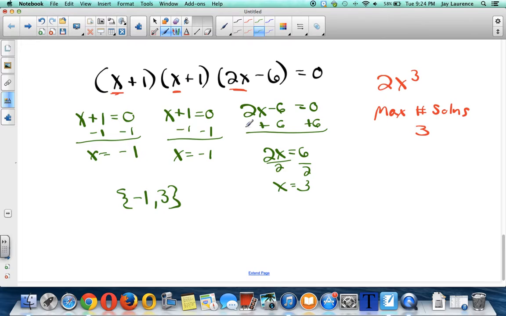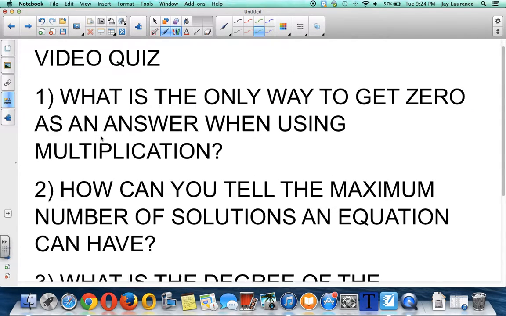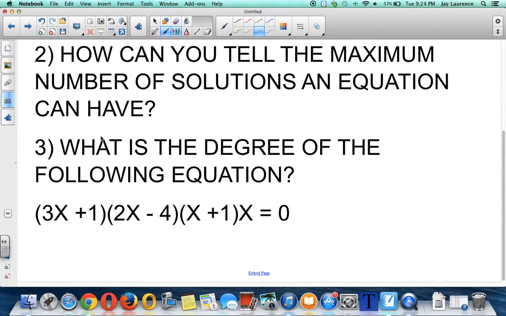Okay, so that's a case where we don't always get the same number of solutions as the degree. We couldn't get 4 solutions because it's only degree 3, but we can get 3, 2, 1, or possibly no solution. All right, so here's your video quiz, and actually I think there are 3 questions here.